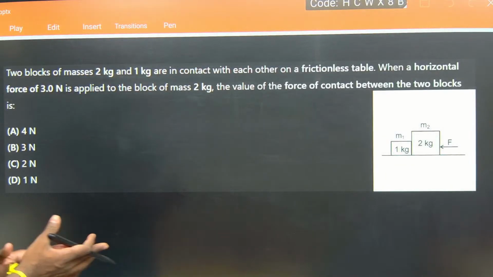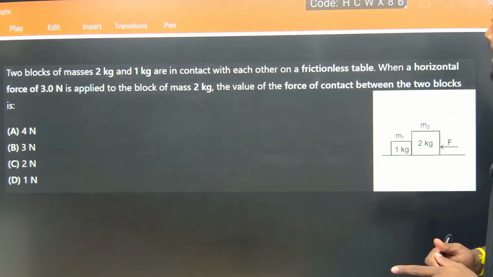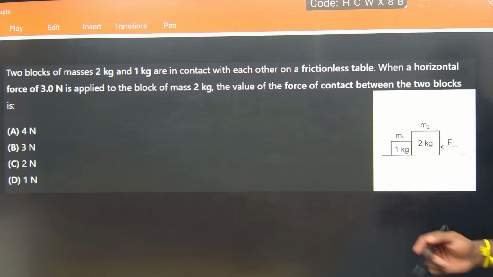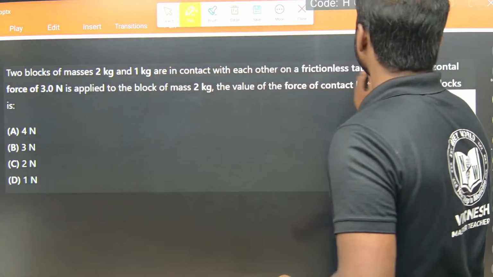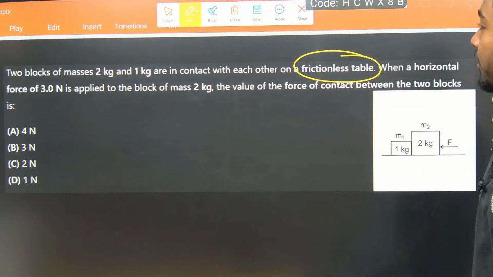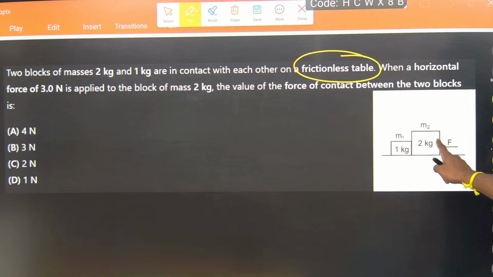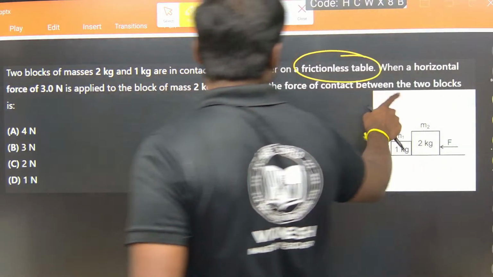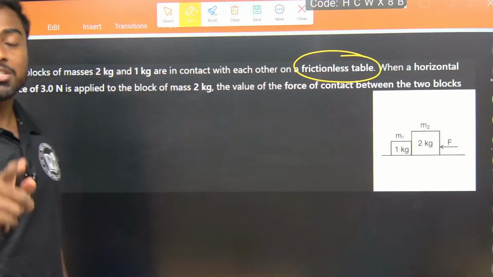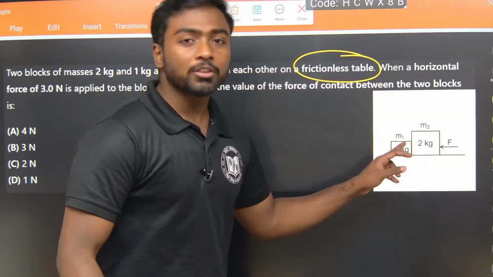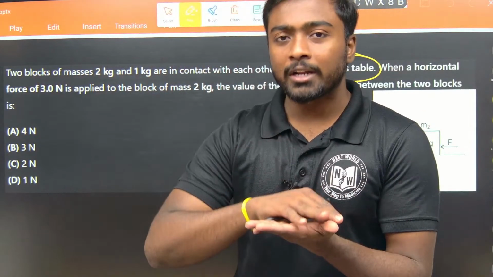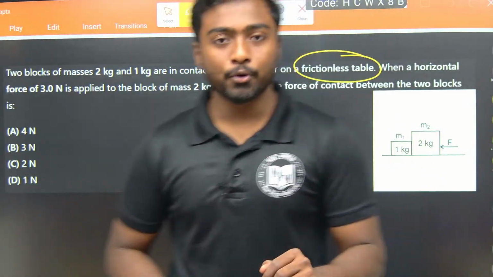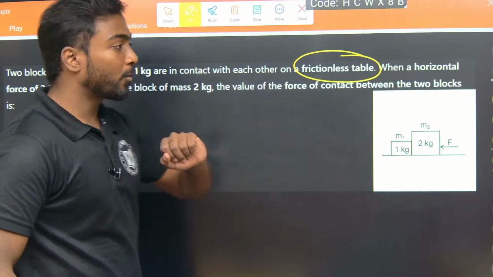Okay. So two blocks of masses 2 kg and 1 kg are in contact with each other on a frictionless table. So note this point. When a horizontal force of 3 Newton is applied onto the block of mass 2 kg, the value of the contact force between the two blocks is... Both the blocks are in contact with each other, so there will be a normal force, right? When a block is in contact with some other surface, there will be a normal force. So I need to find the normal force between them. That's the question they have asked.